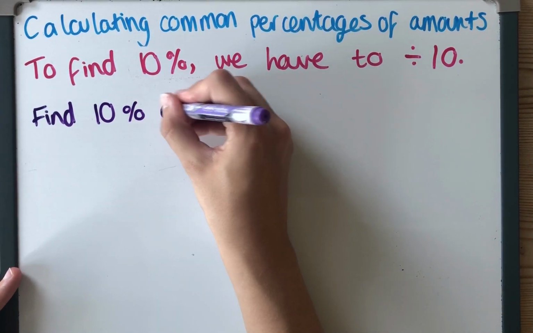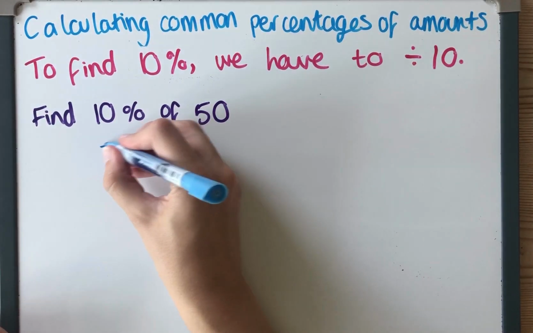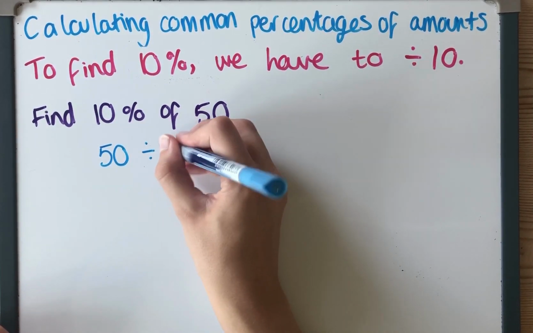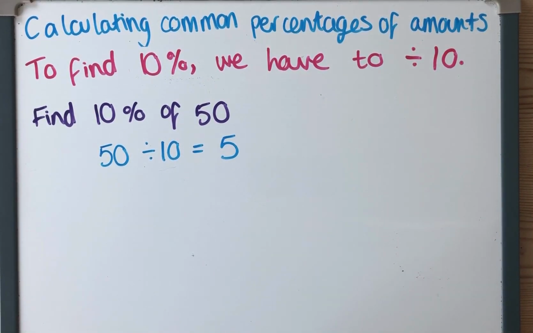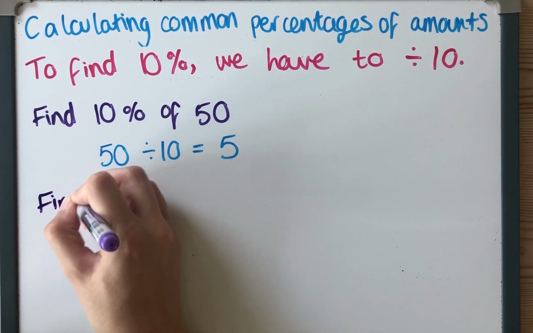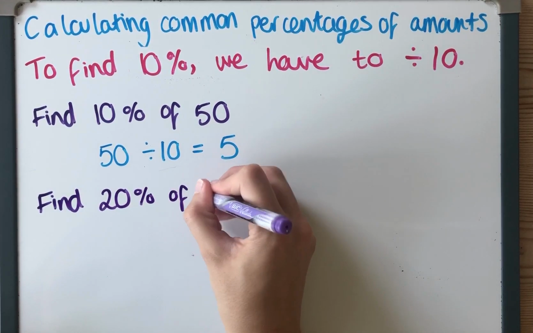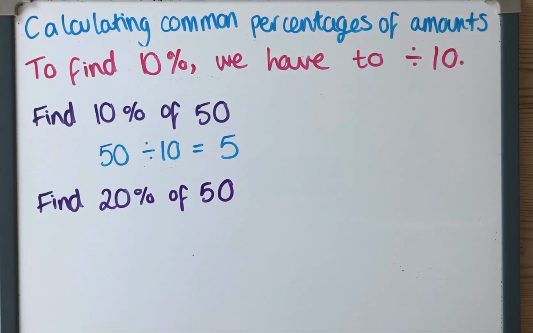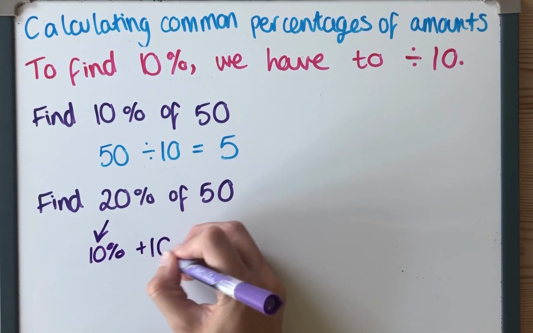So just say we are asked to find 10% of 50. We would have to do 50 divided by 10, which is 5. Now let's say, rather than being asked to find 10%, we are actually asked to find 20% of 50. Now 20% is two 10%. It's a 10% and another 10%.